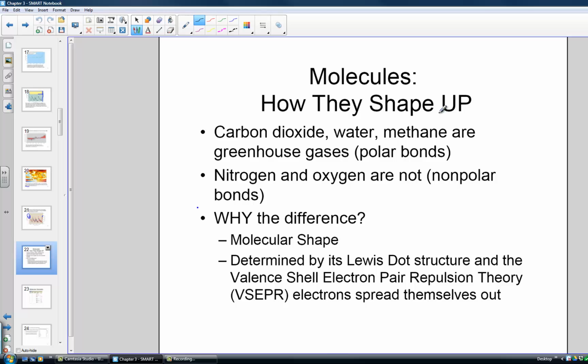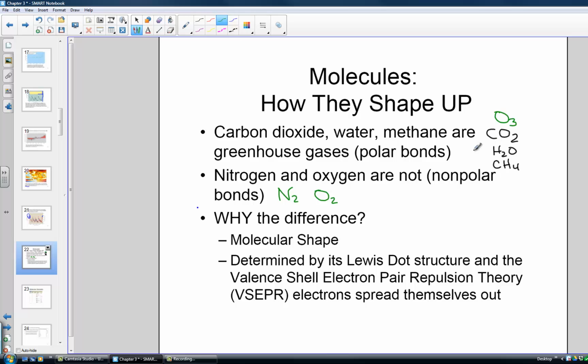So it all lies in the geometry of the molecules, and this section is called molecules and how they shape up. What is it about a molecule of carbon dioxide, a molecule of water, a molecule of methane, CH4? All of these molecules are said to be greenhouse gases, whereas nitrogen, the most abundant gas in our atmosphere, is not considered to be a greenhouse gas, and that's also true for molecular oxygen. Ozone, however, would be.